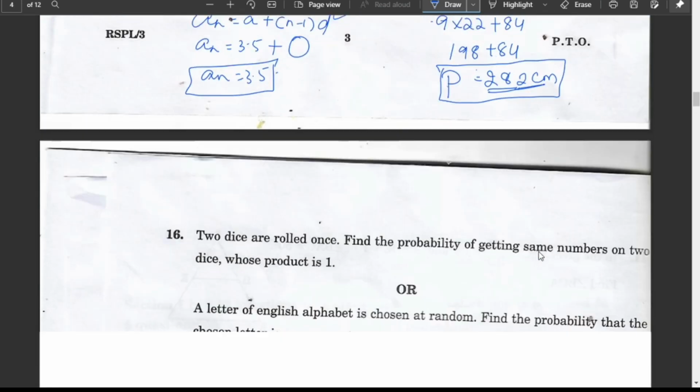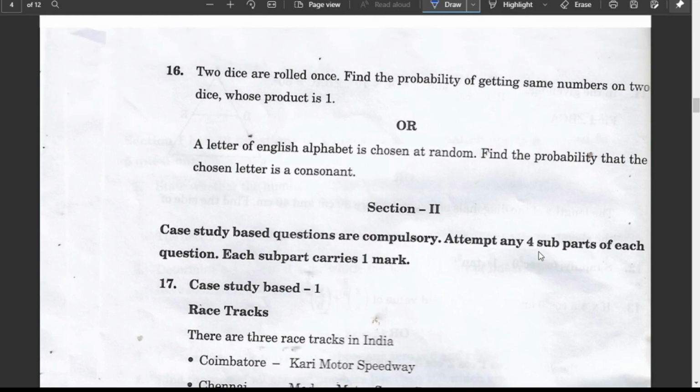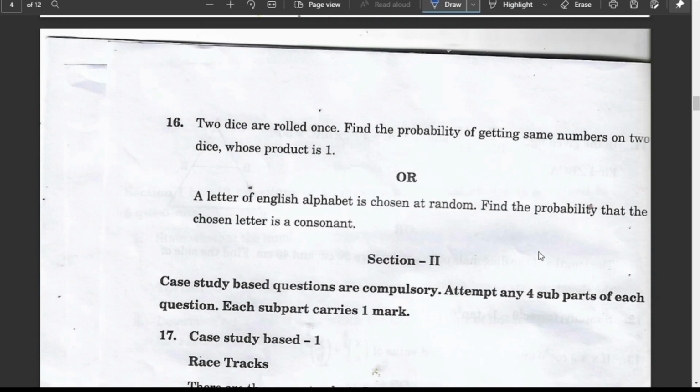Next question, last question. Probability. Two dice are rolled. Find the probability of getting the same numbers on the two dice whose product is 1. Instead of making all this, it's not necessary to write the 2 dice and all, because they are asking the product 1. Only one possibility, 1 comma 1 will have the product 1.